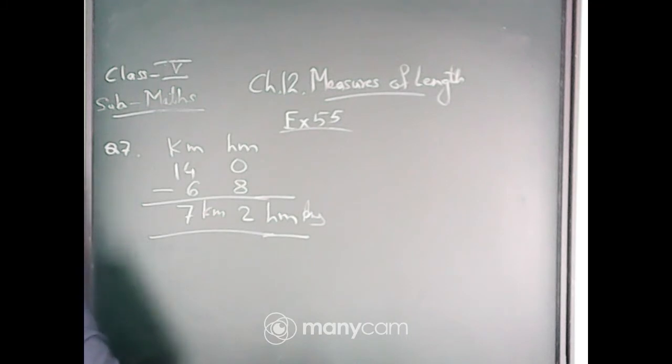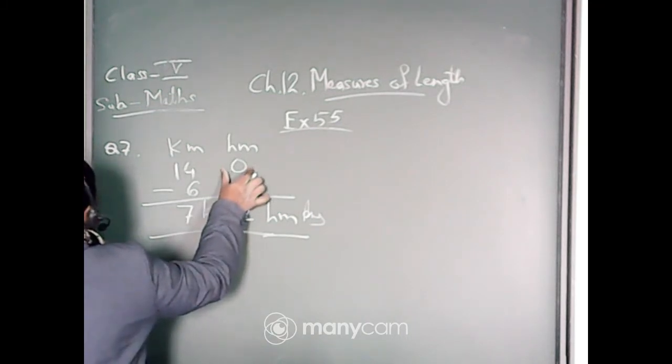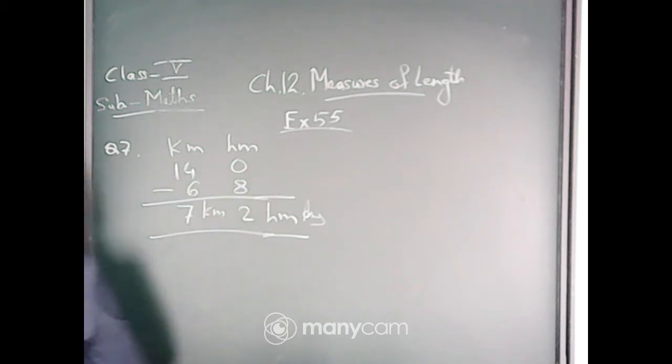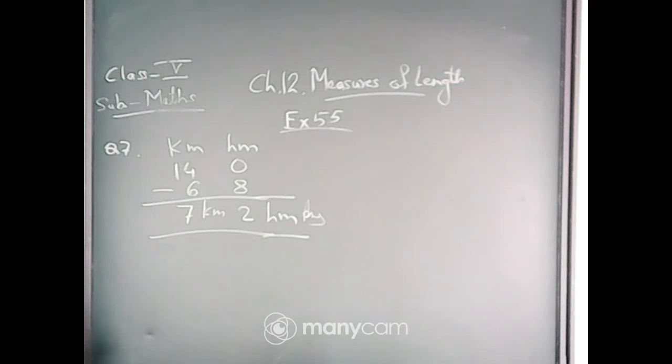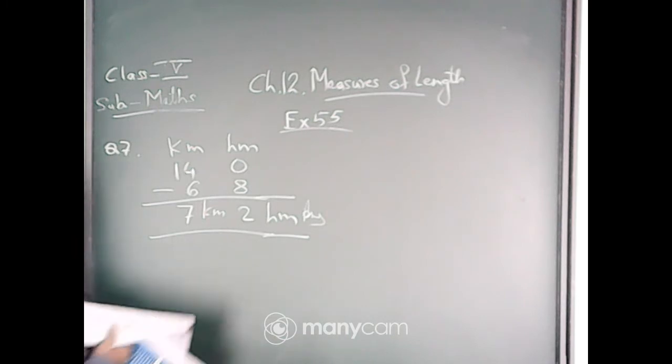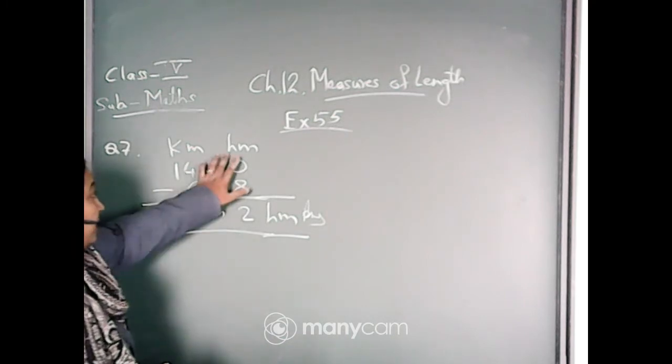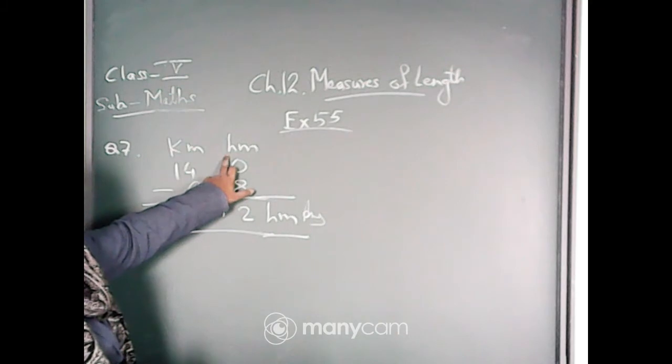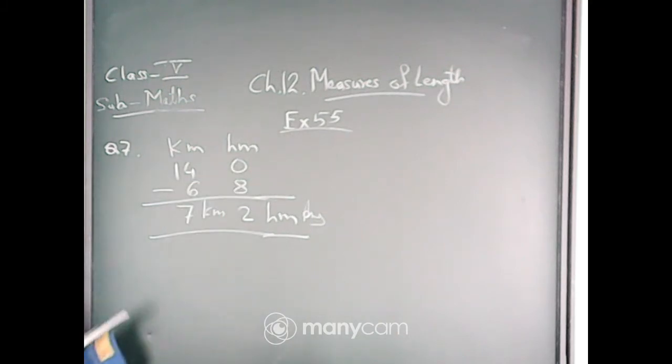If whatever portion is not given, in that portion you will write 0. Since here hectometer is not given, we are writing only 10. If decameter is there, in that time you will write 2 zeros. Okay, since hectometer is given, you will write only 10.